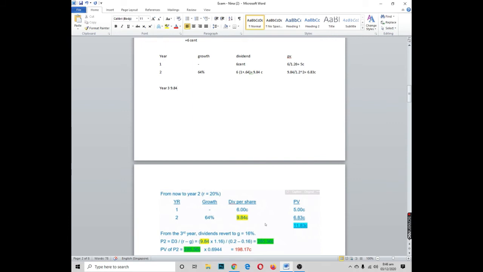So for year 3, the dividend is 9.84 multiplied by 1 plus growth rate 16%. So the answer will be 9.84 multiplied by 1.16, which is 11.41. So this is the dividend for year 3.